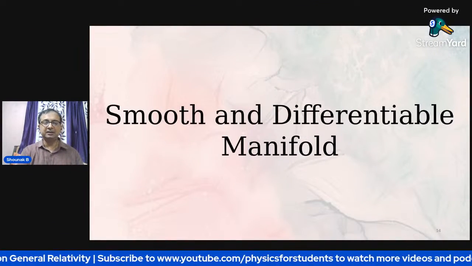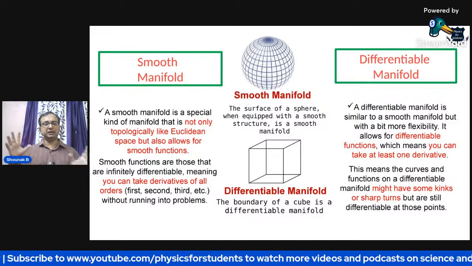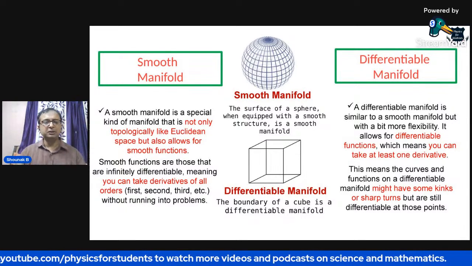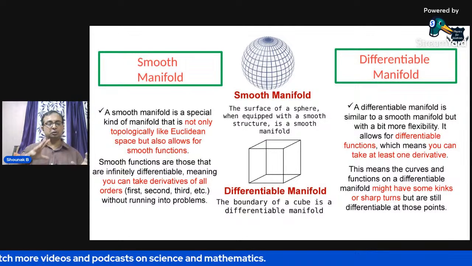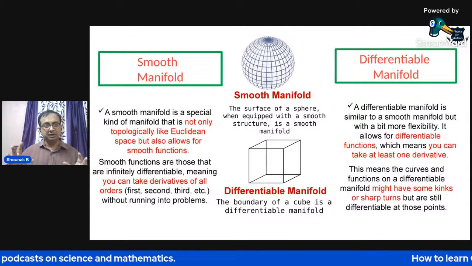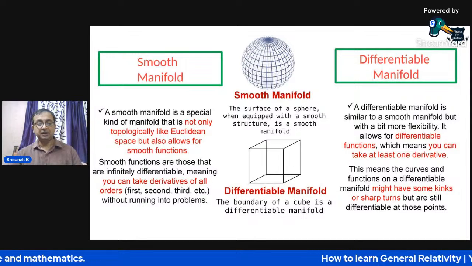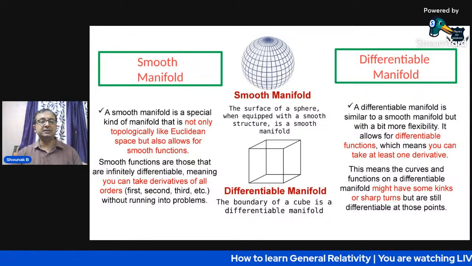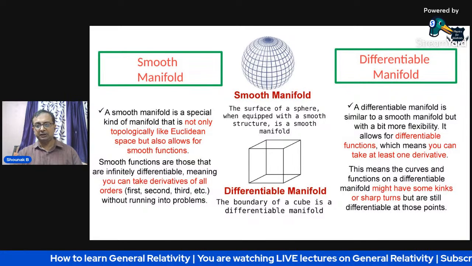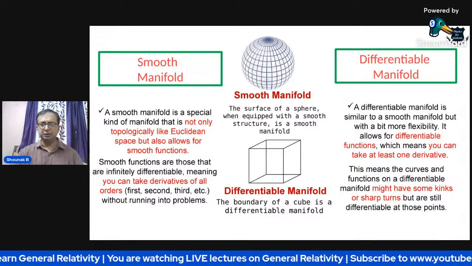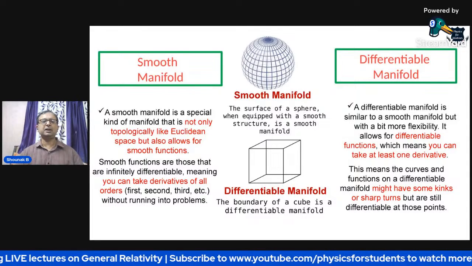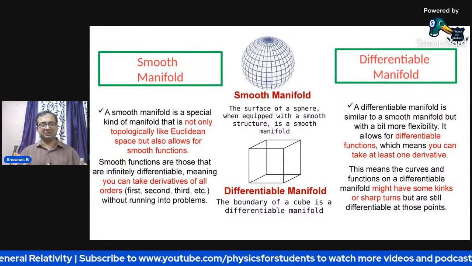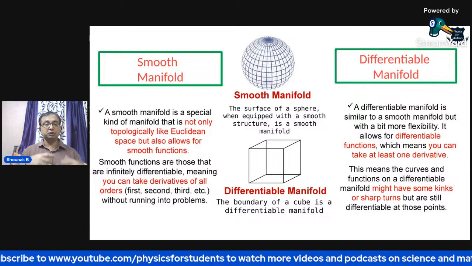So here is a quick review of what is called a smooth and a differential manifold. What is a smooth manifold? A smooth manifold is a special kind of manifold that is not only topologically like Euclidean, but allows smooth functions. Now hold on. Smooth function itself is a different kind of concept, which I won't explore here because I will do it later in the class, because it requires a little bit of explanation. What is a smooth function? What is not a smooth function?